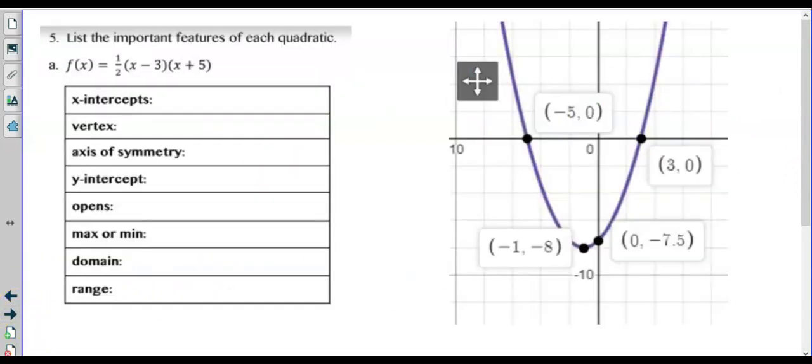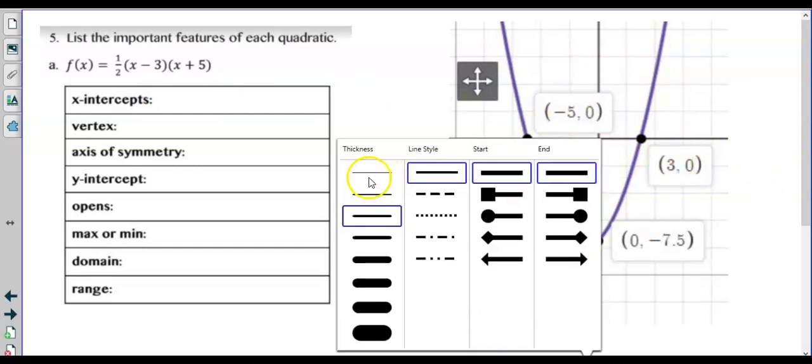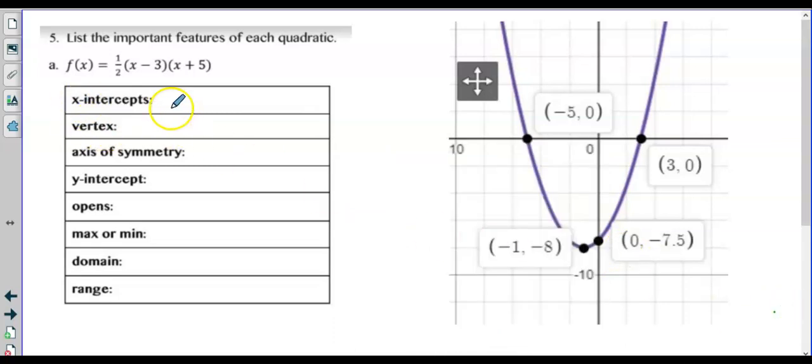So instead of going back and forth to Desmos, I graphed these, and I just took a snippet of each one so we can look at them on the same page. So this is 5A, and we can look at the graph and the equation to find these key features. So x-intercepts, first of all, let's see, negative 5, 0, and 3, 0. Again, if you just write negative 5 and 3, I won't count it wrong. So I'm going to write the actual ordered pairs, though.